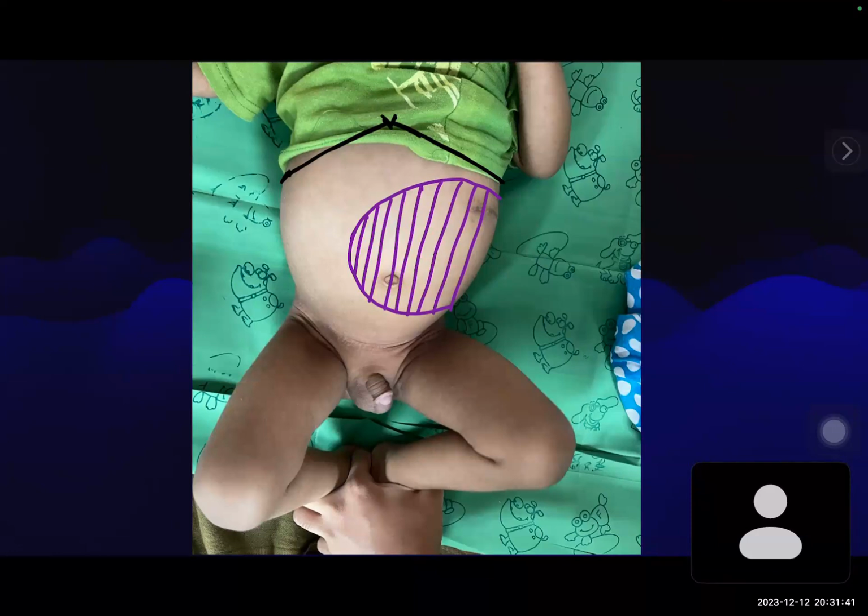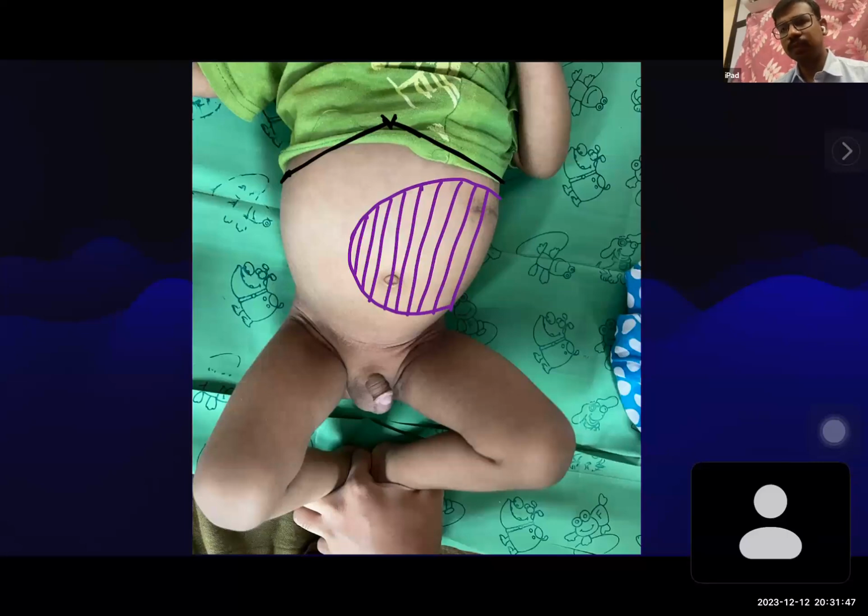Why not congenital mesonephric blastoma? Yes, ma'am. It can be a congenital mesonephric blastoma, but there was an irregular margin present. It is not a smooth surface. Fine. It's an irregular surface. I agree that it has to be a firmer mass rather than a hard one.